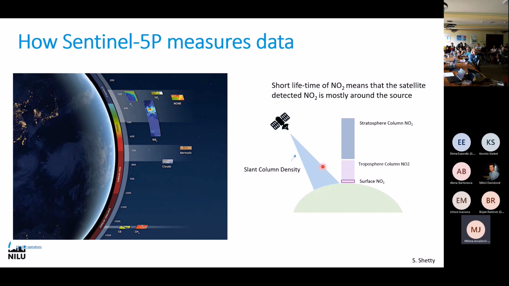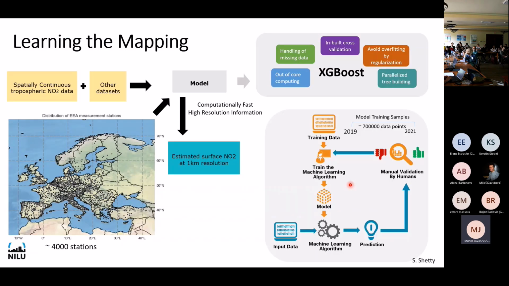So you can see here that what the satellite really measures is this quantity called slant column density, and then that is typically converted into a vertical column density. This vertical column density has a tropospheric part, which is the one that's interesting for us who are interested in air quality, and a stratospheric part. And then what we really want for exposure applications is the surface NO2. So going from this tropospheric column to surface NO2 is the focus of this work.